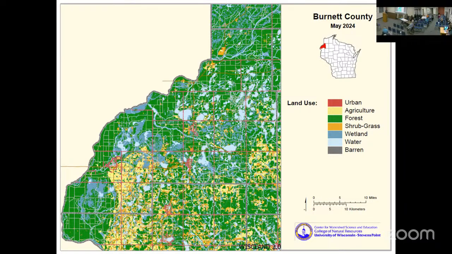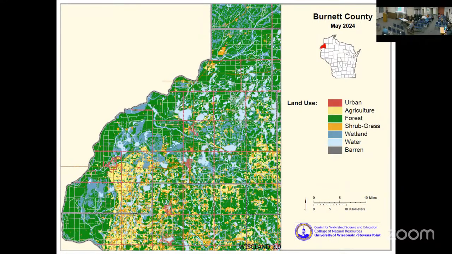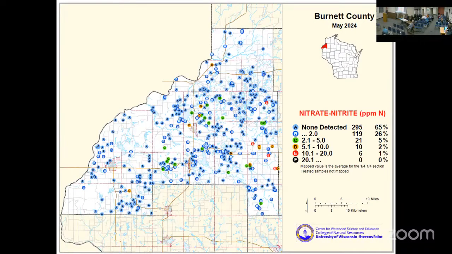So knowing that agriculture is a primary source of nitrate to water, it's no surprise that in the eastern portion on the left here, where we have more intensive agricultural activity, if we look back to that nitrate map, that's the area where we see some of the highest concentrations of nitrate. We have this other area of fairly intensive agricultural activity down in the southwestern portion of the county, but we don't have as much evidence of nitrate making it into those wells.